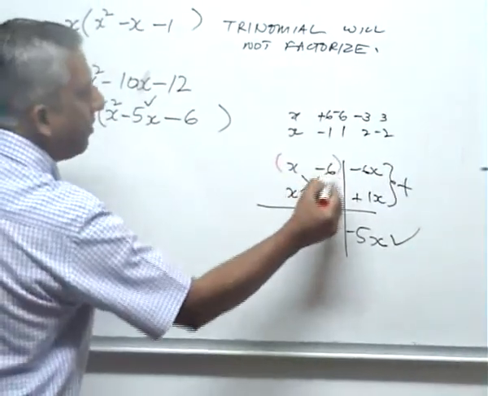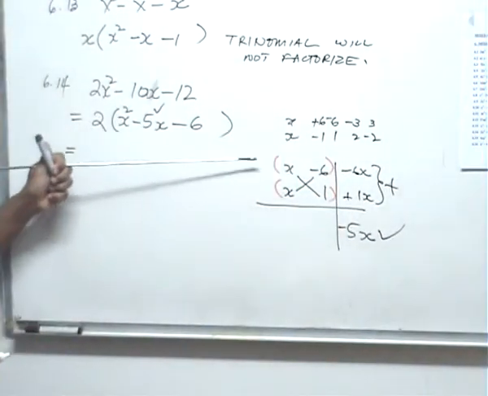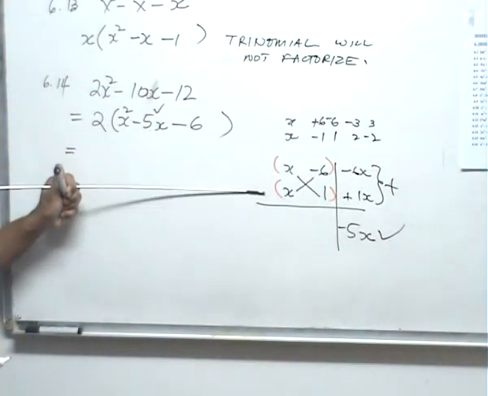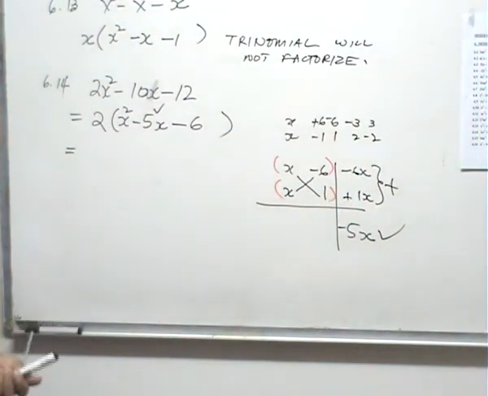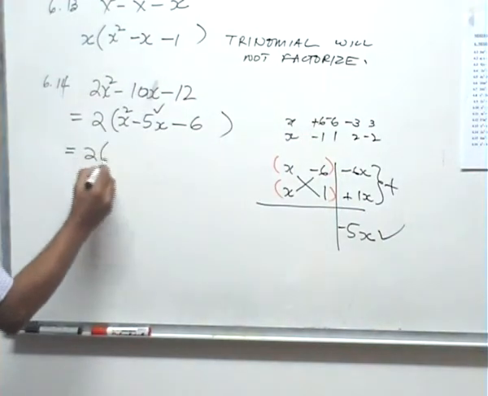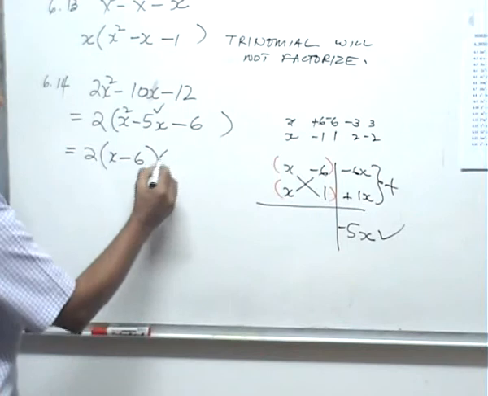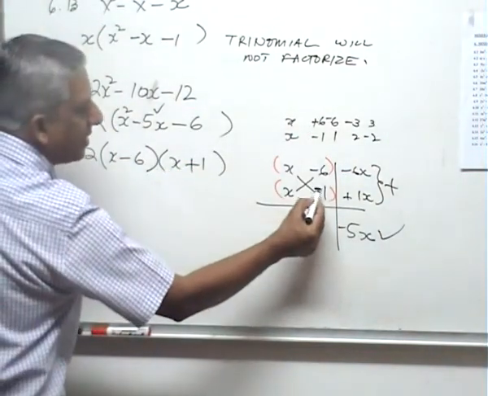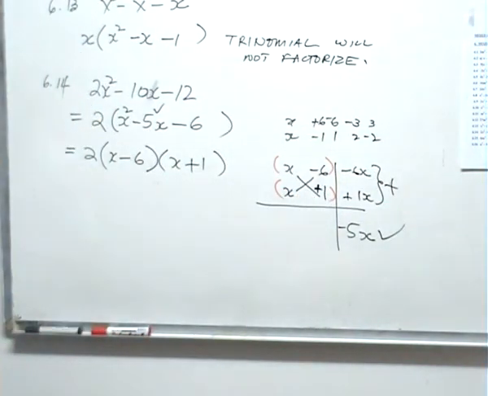So what happens? The top two goes in one bracket, the bottom two goes in one bracket. Or we can say that that horizontal row goes in one bracket, this horizontal row goes in another bracket. So there's your 2, and the top one goes in one bracket, and the bottom x plus 1 goes in another bracket. Remember the plus is understood. So there's your final answer for 6.14.